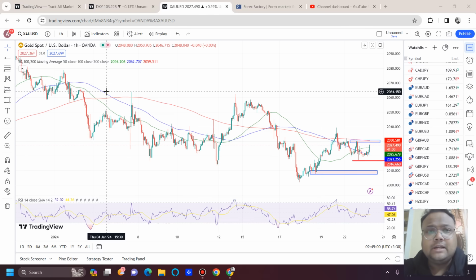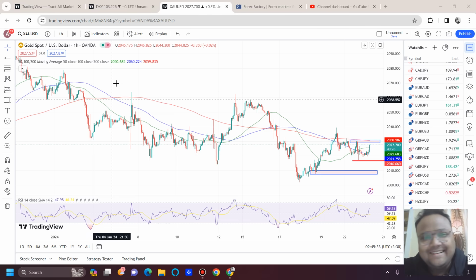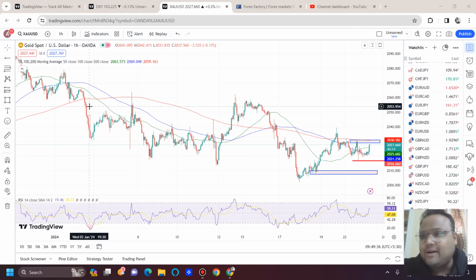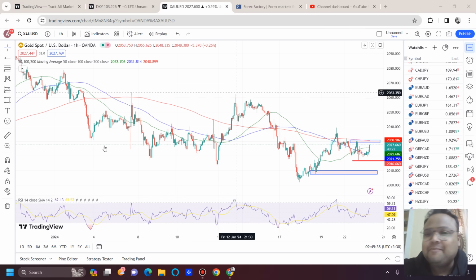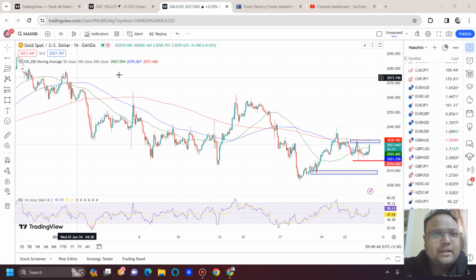And before I proceed, I would like to mention that I am out of station. So as a result, I'm recording in some other place, so there might be some disturbances. So please don't mind. I'll be back home tomorrow, and hopefully from day after tomorrow onwards, things will be normal again. Anyways, let's look at the chart right now.